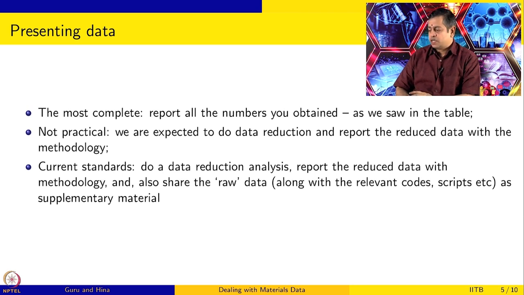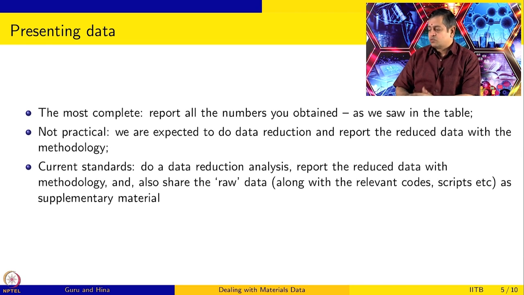Nowadays, when you do a data reduction analysis and report the reduced data with the methodology, you are also expected to share the raw data, that is, the data that we saw in the table, the complete data, along with the relevant codes and scripts that you have used. This is typically given as supplementary material, and this is a good practice. As you will also see later, we are going to use some of this data that is there in the open literature for carrying out our own analysis to understand some of these methodologies and to learn about dealing with materials data.